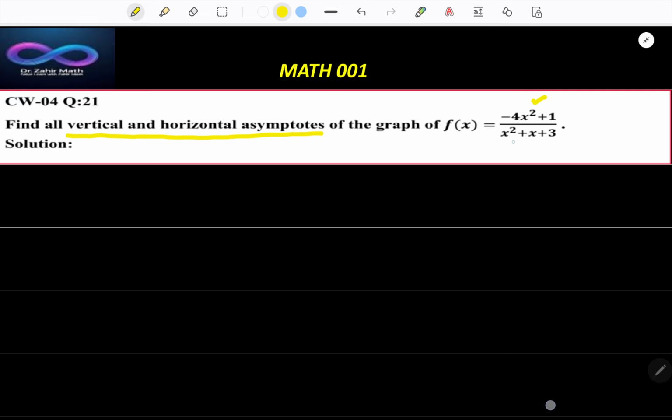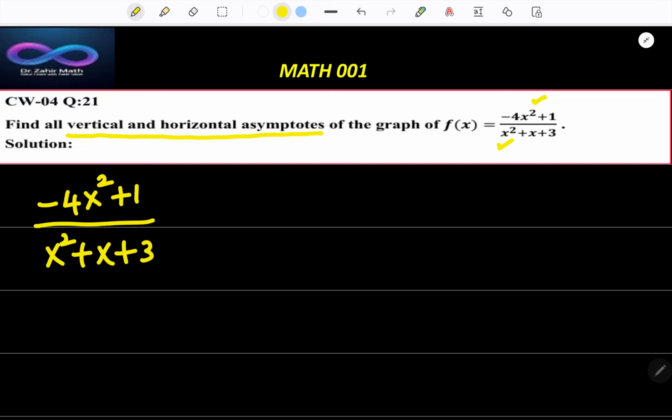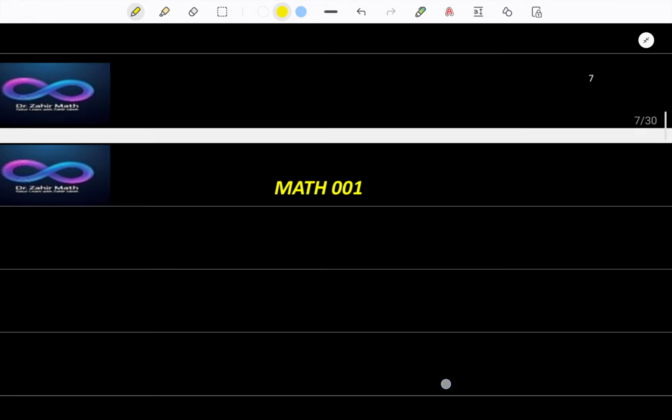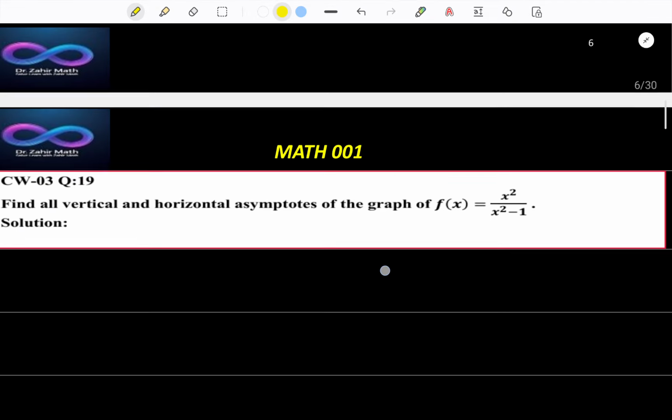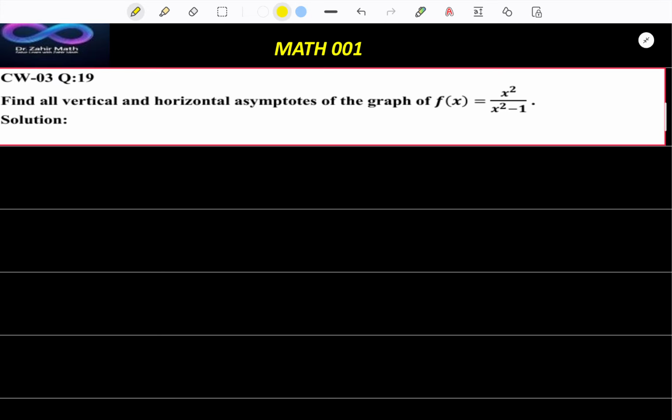The next question is to find the vertical and horizontal asymptotes of the graph. Whenever the numerator is quadratic and the denominator is quadratic, try to get the roots. If there is a common root, cancel it and then try to find the vertical asymptote. For example, you go to the calculator. This is the question: minus 4x square plus 1 divided by x square plus x plus 3. One minute. Question number 3, I missed it. Yes, sorry. I missed question number 3.